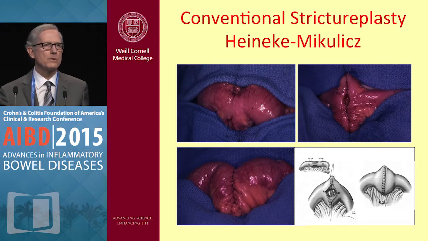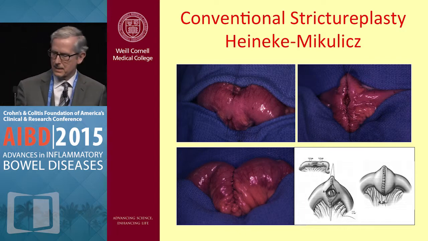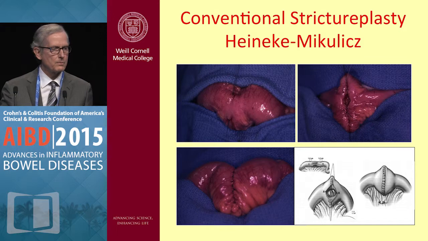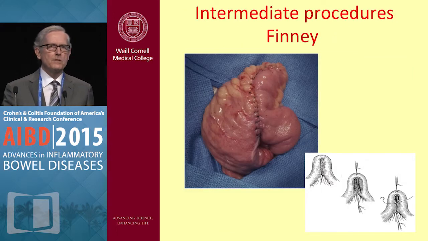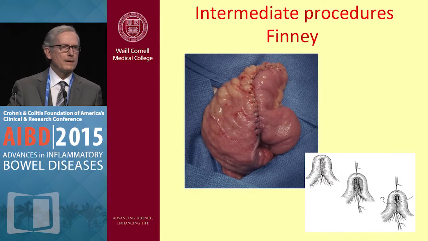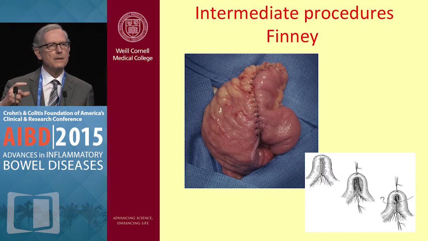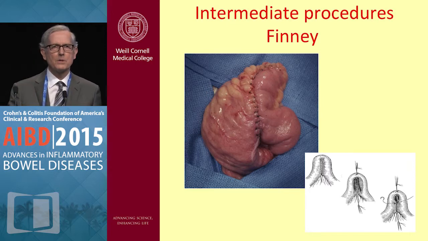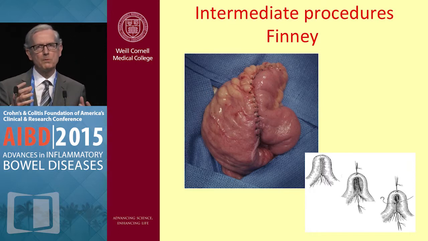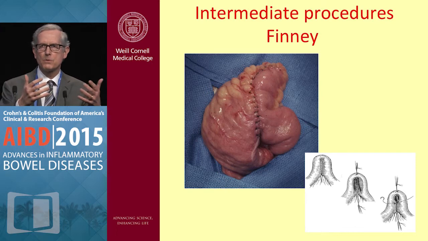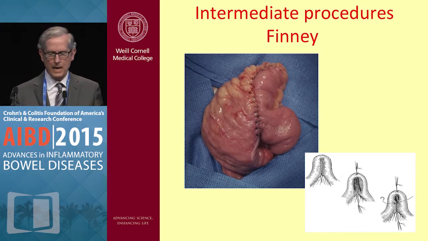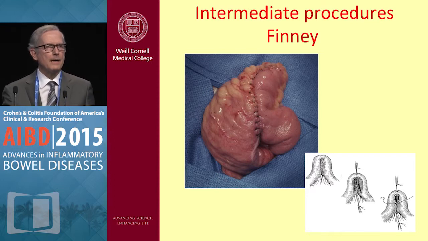This is a Heineke-Mikulicz stricturoplasty, and as I said, is the most common stricturoplasty performed. The Finney stricturoplasty is probably performed in about 5 to 10% of cases. It is well suited to strictures which are a little longer, maybe 7, 8, 10 centimeters. And it is done by folding the small bowel on itself and creating an anastomosis between the two limbs, as it is demonstrated here in the cartoon.